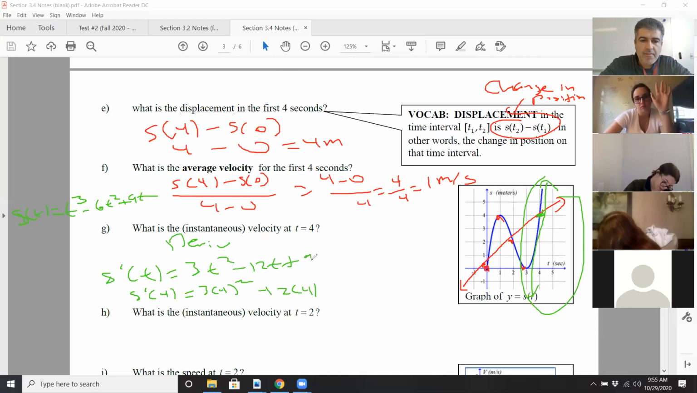So that's plus 9t. Okay, so now I've got my instantaneous speed. It's 9 meters per second. That makes a little more sense. That's a pretty steep slope at t equals 4. Catherine, go ahead.